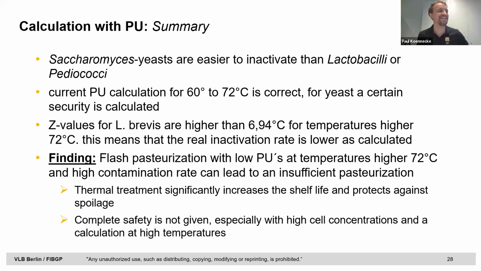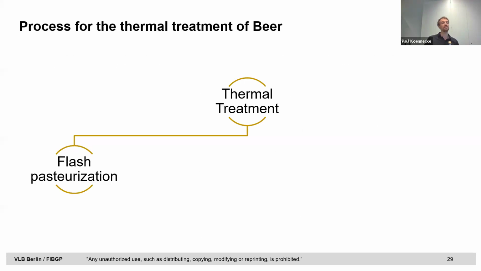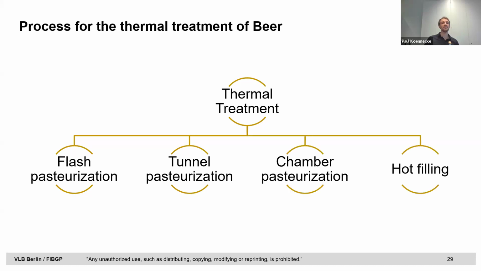Okay, so let's come to the second part of our lecture here. First, let's have a look at the process for the thermal treatment of beer, which is basically what we want to look at now in detail. When we look at the thermal treatment of beer, we can have, as I also mentioned, flash pasteurization, tunnel pasteurization, chamber pasteurization, and hot filling.